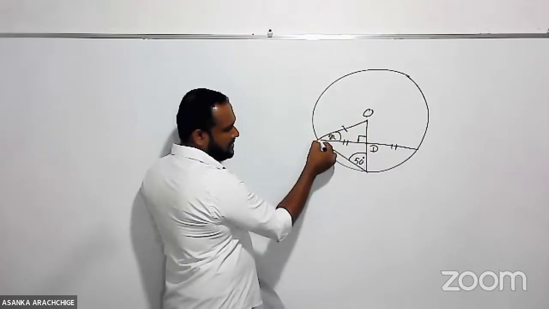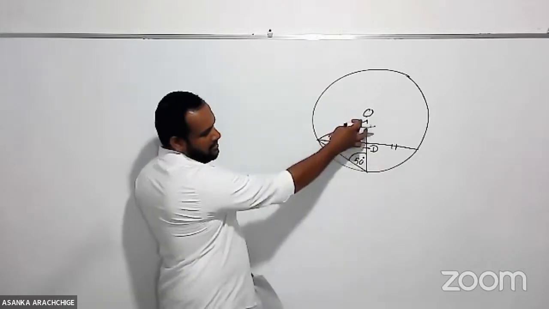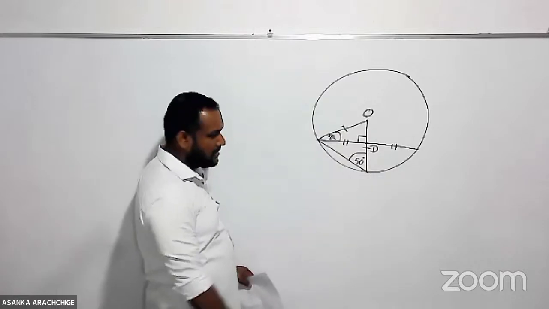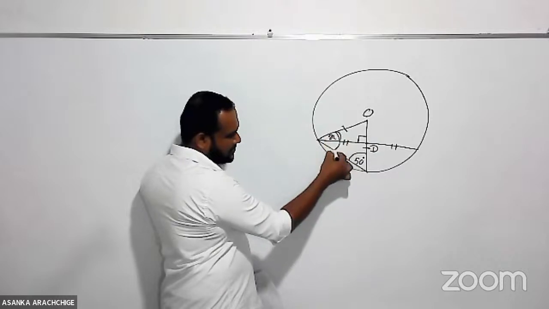The length of this line segment is equal to this line segment because they are radii of the same circle. If this is 50, then this angle is also 50.